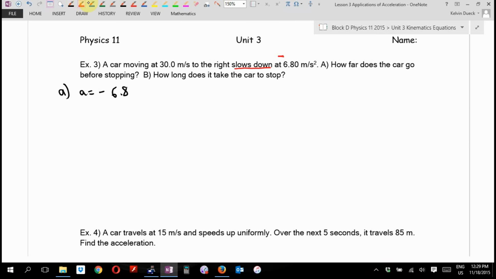How far is what we're trying to find. Stopping. What does this tell me? VF. VF is what? Hey, I like doing math with zeros.